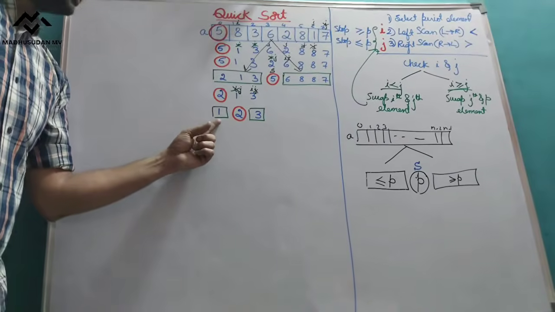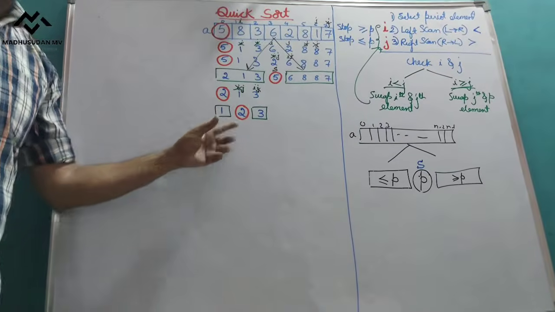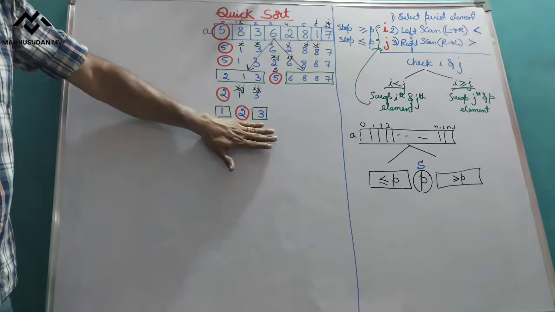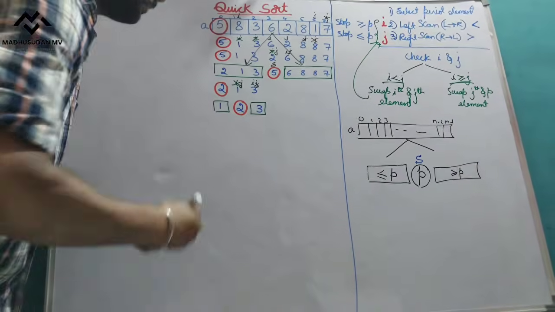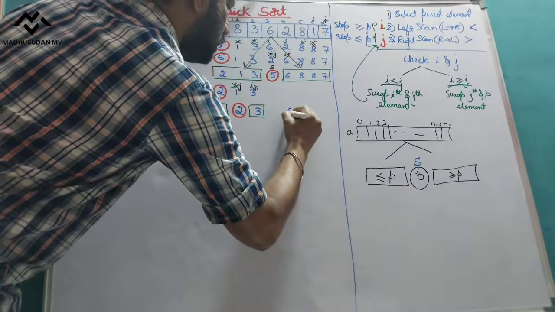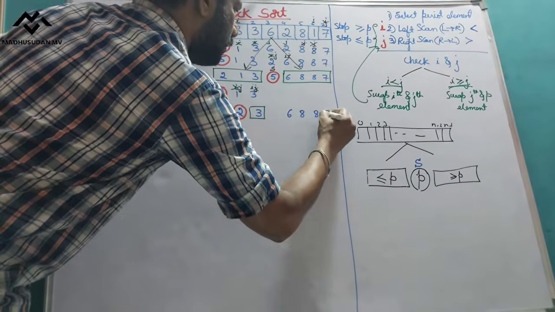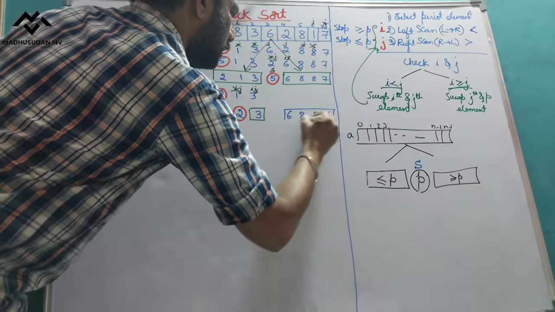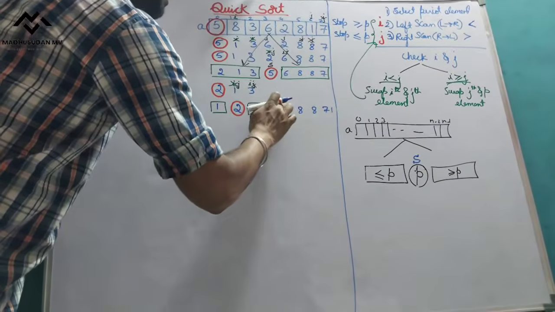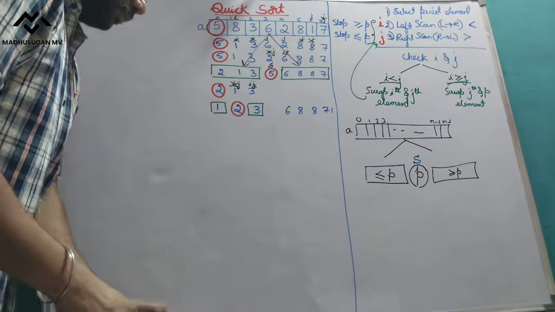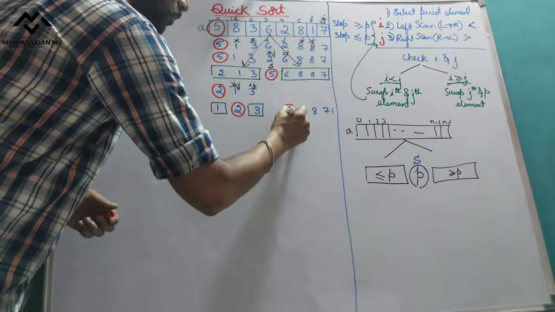Since this is only one element, no need to split again. We'll stop here. Now again, we will take the right subarray. The right subarray is 6, 8, 8, 7 in this example. Now what we are doing? Again, we will take the first element as the pivot element. So generally, we are taking the first element as the pivot element.